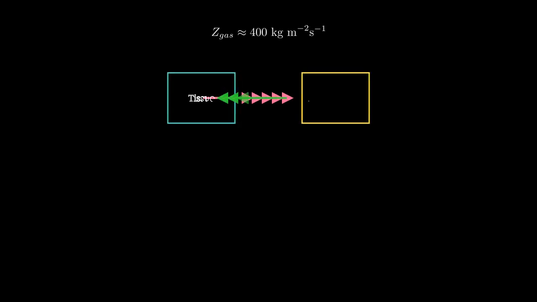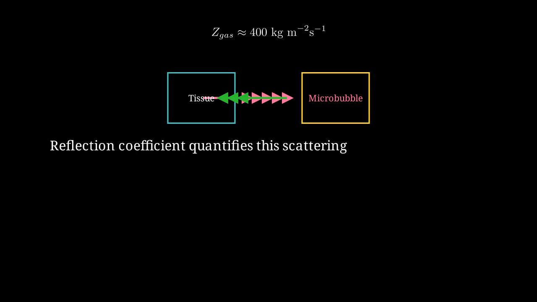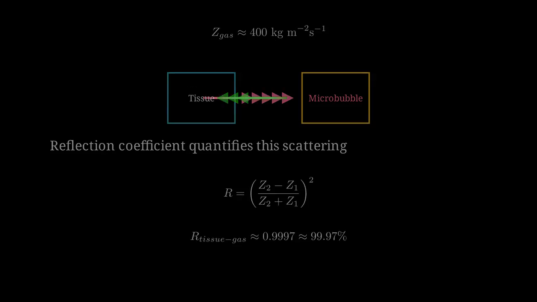This diagram shows ultrasound waves encountering the tissue-microbubble interface. The huge impedance difference causes strong reflection, making microbubbles appear bright on ultrasound images. We can quantify the strength of ultrasound reflection using the reflection coefficient. The reflection coefficient R equals the square of the impedance difference divided by the impedance sum. For the tissue-gas interface, nearly 100% of ultrasound energy is reflected, creating extremely bright echoes.